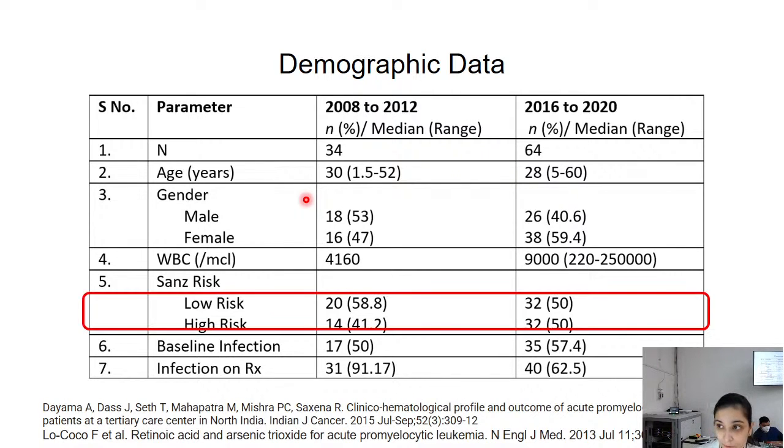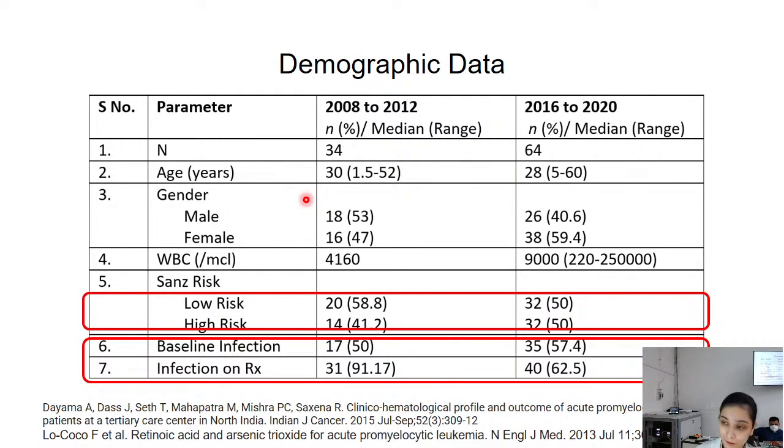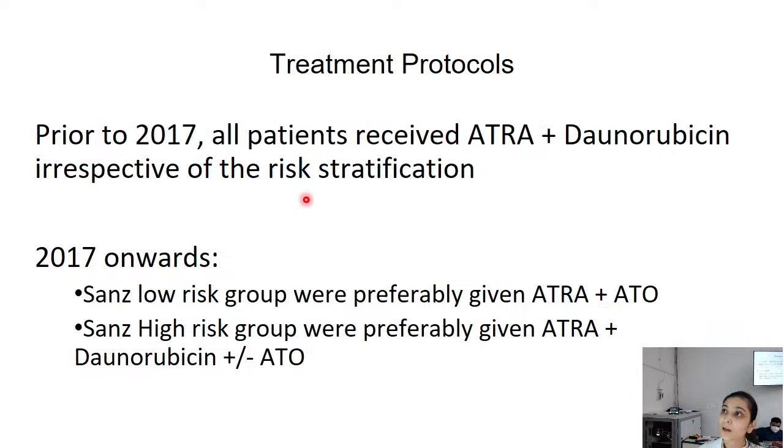If we compare this to the Western data, we have a significantly higher percentage of patients who present in the SANS high risk category, who have a greater chance of relapse. And as compared to the corresponding Indian data, we have a similar rate of baseline infection as well as infection during therapy. Although if we compare our old data and the new data, we have improved on the infection rates from 91% to 62% during therapy.